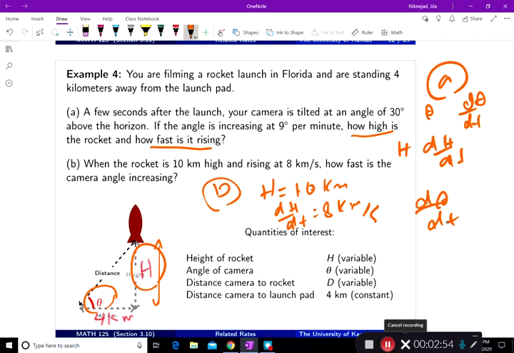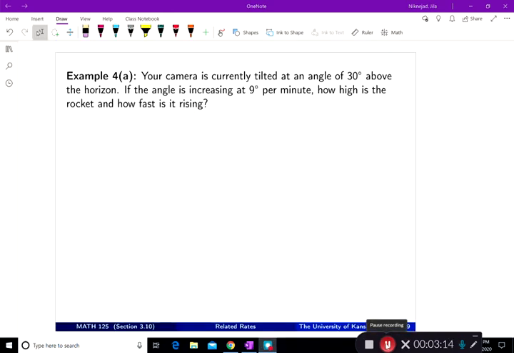If you look at all the values in here, h is changing, theta is changing, and this distance in here is also changing. The only thing that is not changing is the distance between the cameraman and the launch pad. So now let's try to connect the variables together. Here is the h, here's theta, and there's 4 kilometers down here. I can connect these in this manner.